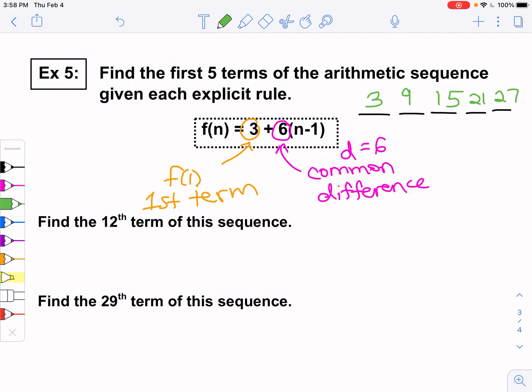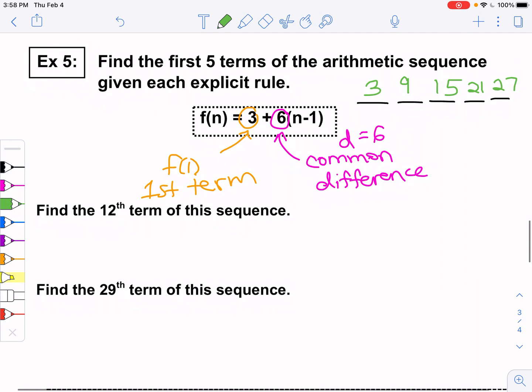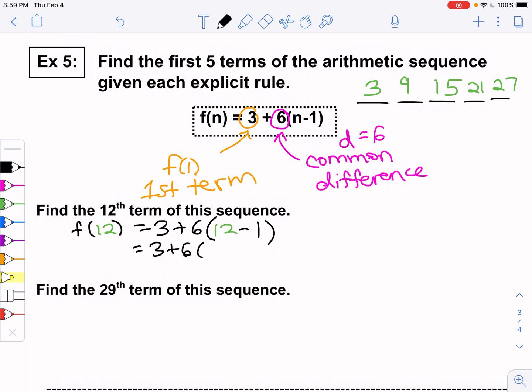I want to find the 12th term, but I don't want to list everything out. So I'm just going to plug it into the formula. So I have f of something equals 3 plus 6 times something minus 1. Well, that something is, I want the 12th number. So I have 3 plus 6 times 11. So I'm adding 6 11 times to 3. So I have 3 plus 66, and that's going to give me 69 as the 12th term.